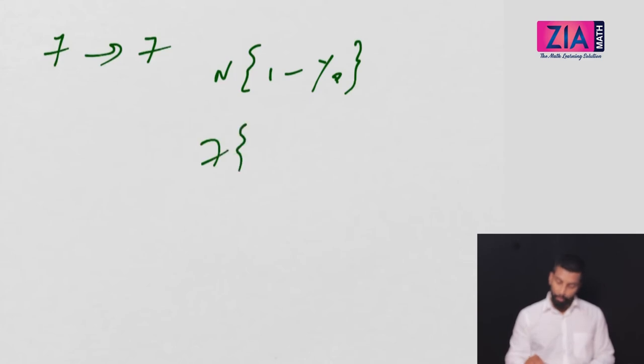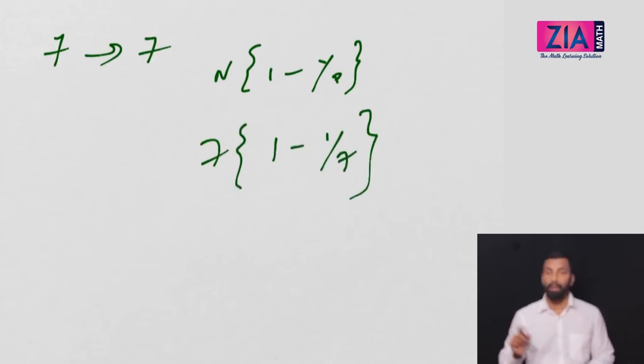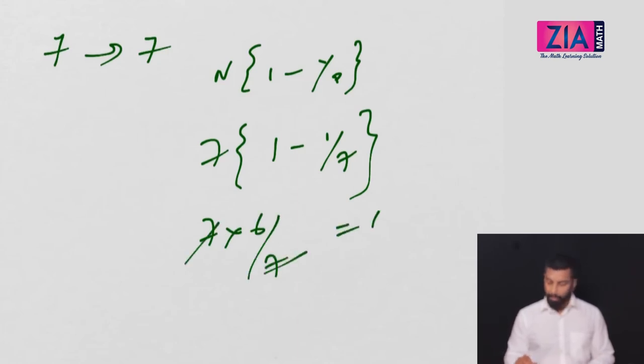That means 7 into 1 minus 1 by 7. This is what I have done earlier. So 7 into 6 by 7. This 7 is getting cancelled. You will get 6. Okay. See, now if you see, this part will be the number. This is the denominator. This always will be the same.